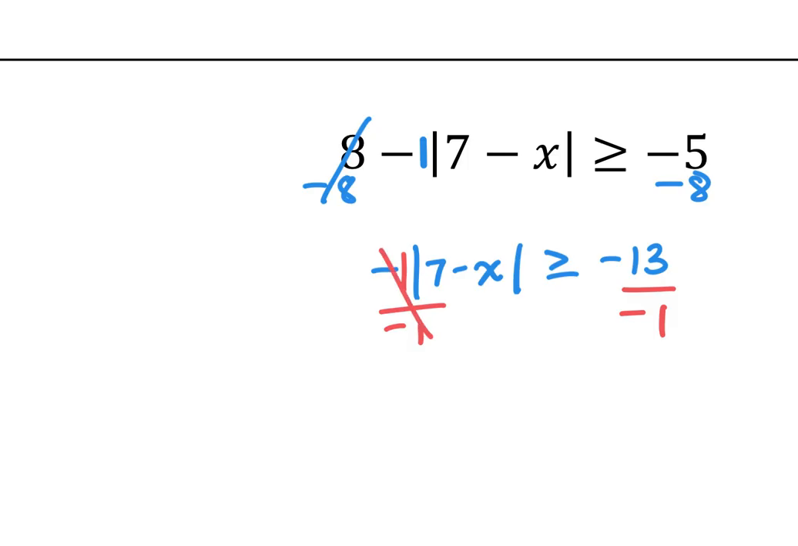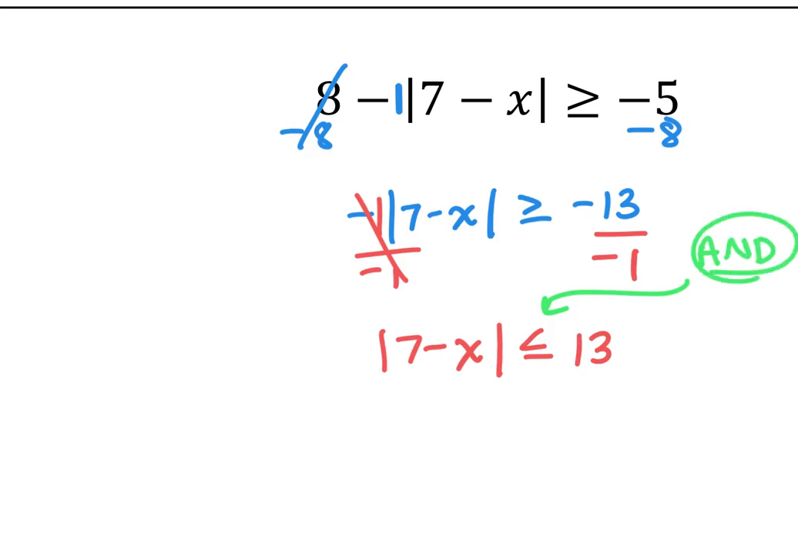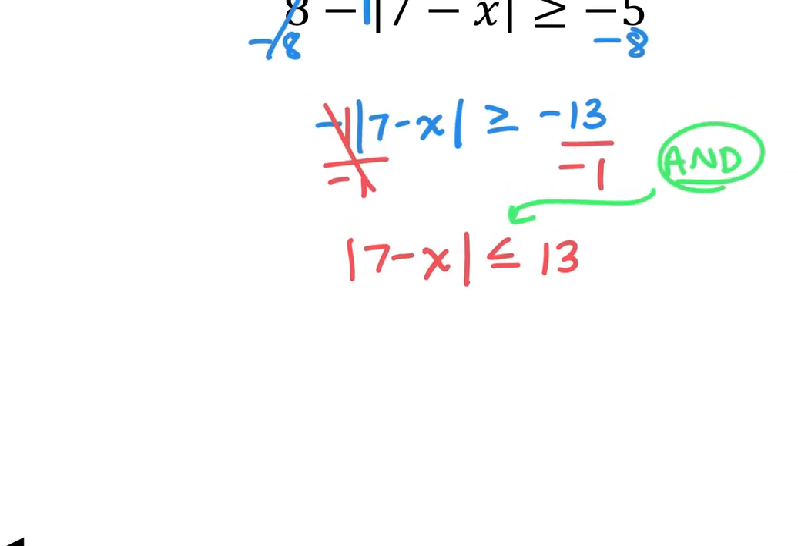So now, all of a sudden, I have the absolute value of 7 minus x is less than or equal to 13. So now it's a less than or equal to, which means this is going to be an "and," because less than, it's an and. Yes, it's going to graph together.